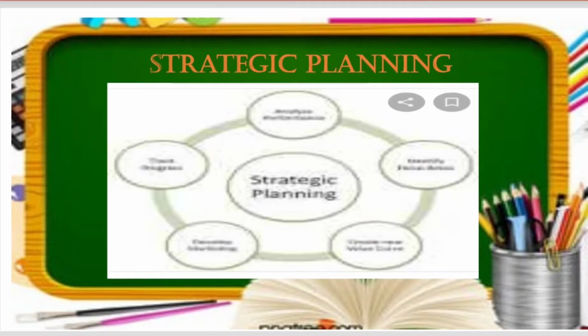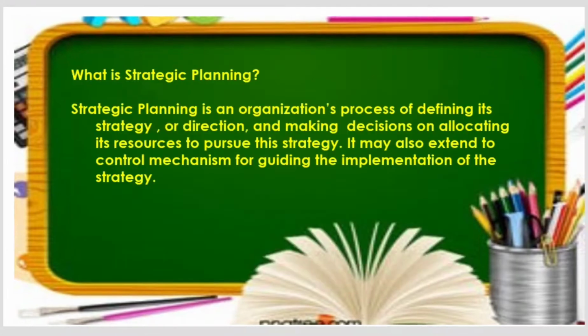Next topic is the strategic planning. So what is strategic planning? So again, strategic planning is an organization's process of defining its strategy or direction and making decisions on allocating its resources to pursue this strategy. It may also extend the control mechanism for guiding the implementation of the strategy.